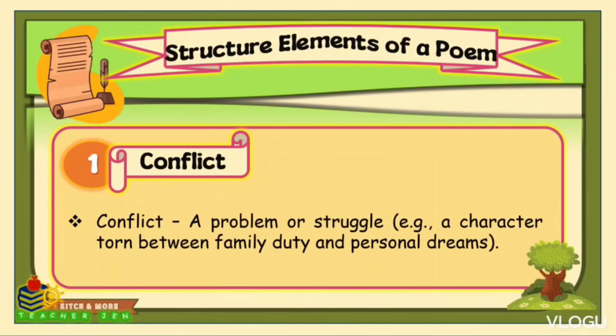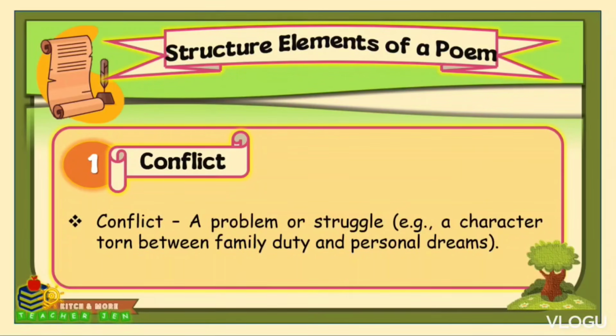First, we have conflict. The conflict is a problem or struggle in the story. Conflict gives a poem its heartbeat. It's the challenge, decision, or clash that makes the emotions real and the story exciting. Without conflict, a poem can feel flat, but with it, every word pulses with tension and meaning.